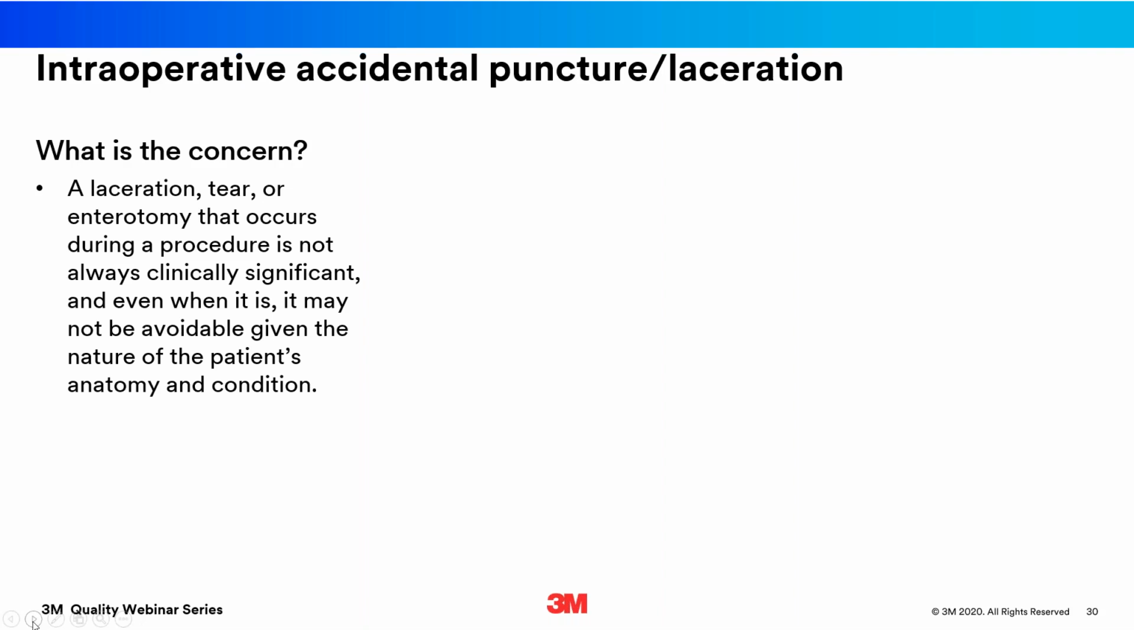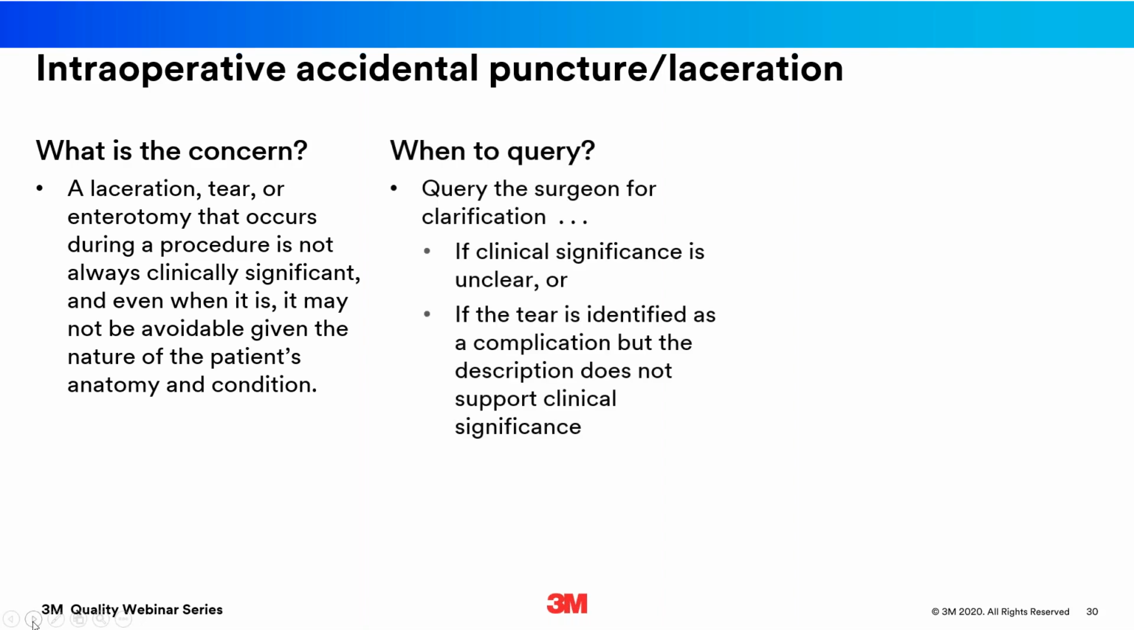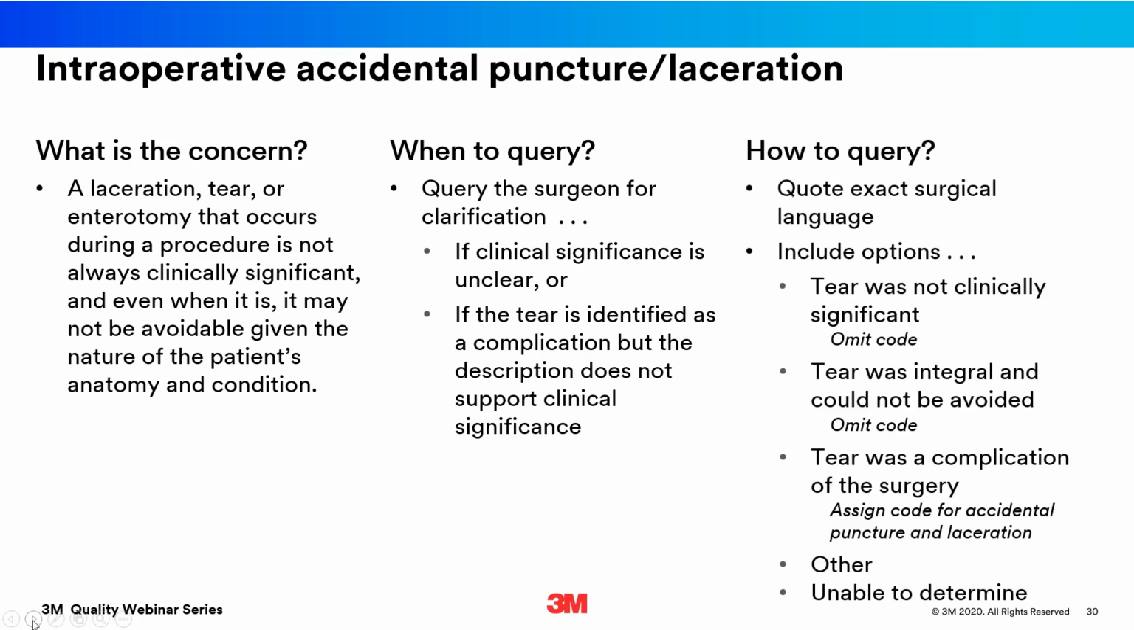Okay? So again, when should we query? Again, we need to ask, is it clinically significant, yes or no? You had a serosal tear and you put a stitch in. Is it a big deal or not a big deal? Or again, if you are noted as a complication, but it seemed to be only one stitch was put in there, how much did that compound the surgery, extend the surgery? How significant is it to the patient long term? Okay. And of course, the biggest recommendation is to quote exactly what they've already said in the record and give them options. Okay. Now, you would not use the part that says omit code, et cetera.